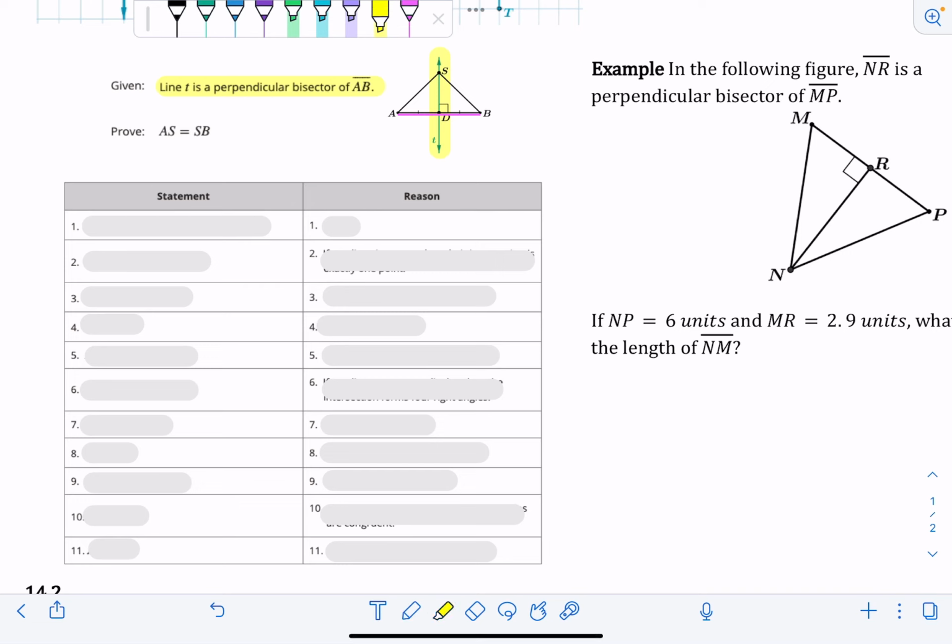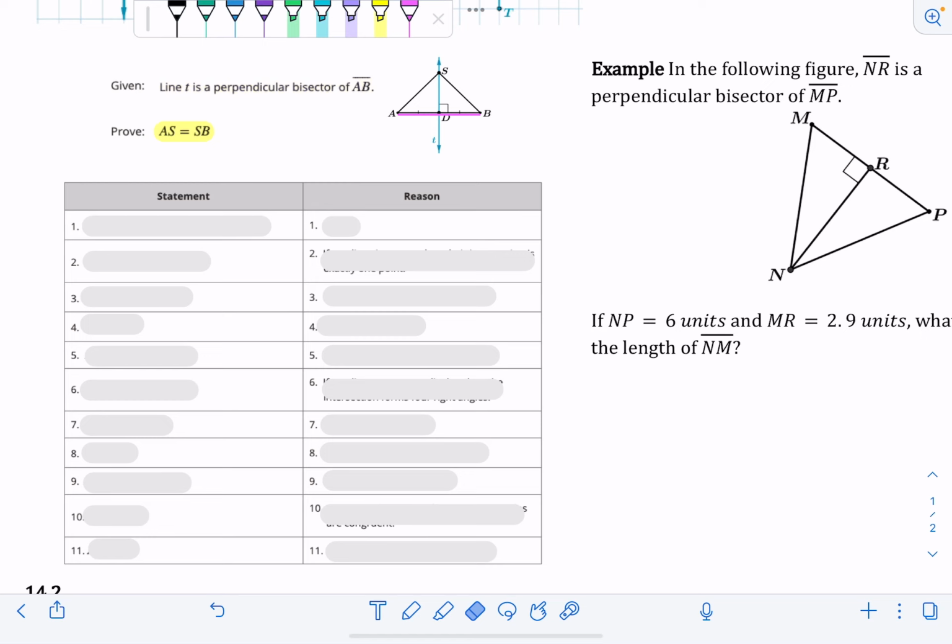We want to prove that AS, or the distance between A and S, is equal to the distance between S and B. So we want to prove that this distance is the same thing as this distance. Basically, those two other sides of the triangle are the same length.